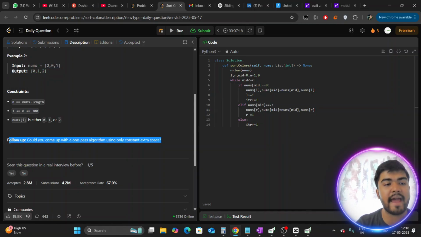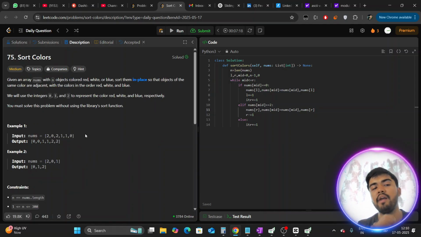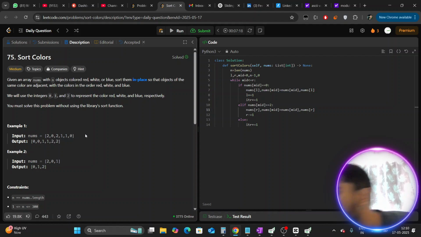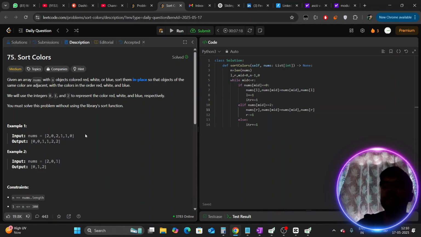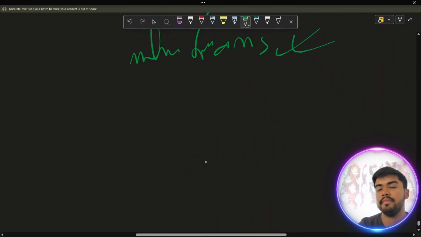This follow-up actually takes the problem to a different level. If you are able to solve this problem with constant space, then you are on a very good step towards cracking any interview. But I personally feel that coming up with that particular algorithm in an interview is quite challenging, because there is a very sharp intuition we need to identify it. So I will first discuss a couple of brute force and better approaches, then I will come to the most optimal solution.